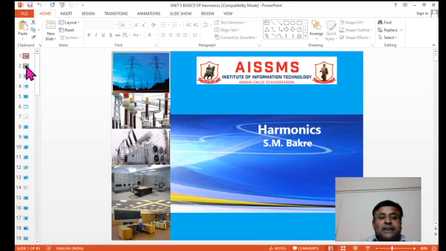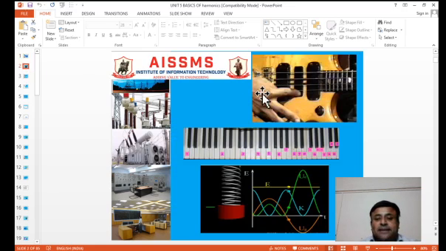Now, harmonics can be broadly thought of as non-electrical and electrical harmonics. As you can see here, these are non-electrical harmonics. The harmonics generated by a piano, woodwind, or SHM, that is simple harmonic motion, are the examples of non-electrical harmonics.